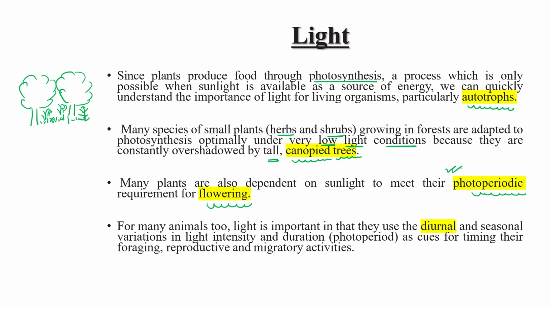Similarly, for many animals too, light is important, as they use the diurnal and seasonal variation in light intensity and duration, the photoperiod, as a clue for the timing of their foraging, reproductive and migratory activities. Their reproductive cycle also follows the photoperiod, like in dogs, and so do their migratory activities. So they require sunlight and its duration, which is known as photoperiod.